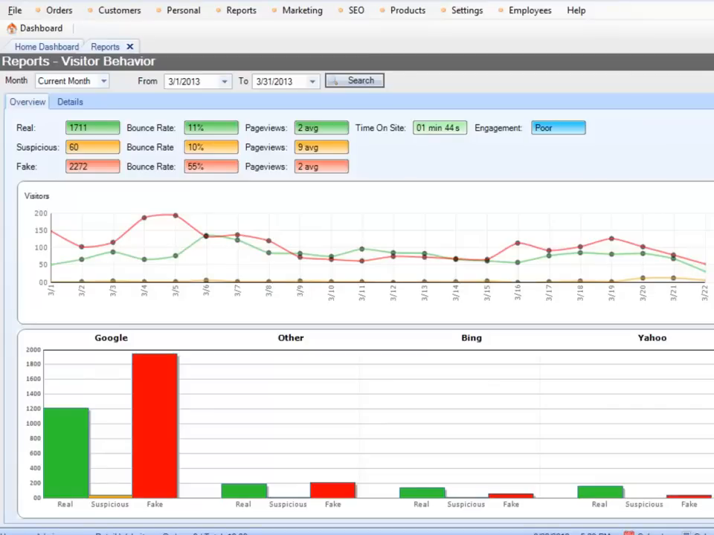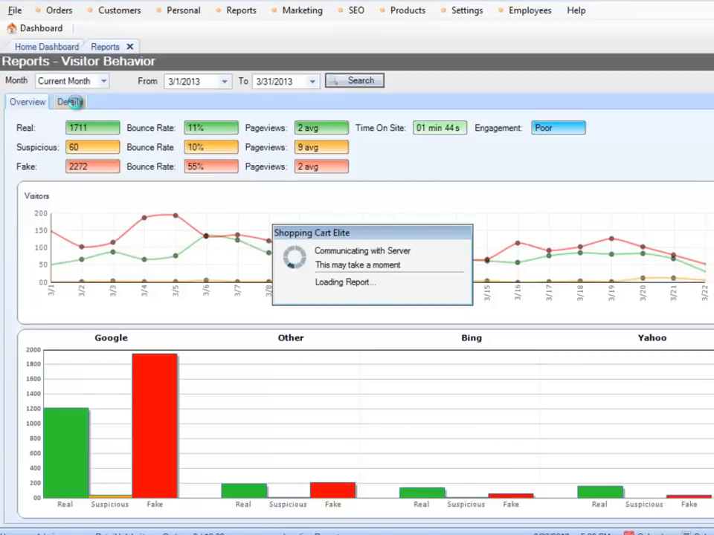Okay, so I'm going to analyze this particular website to see why the engagement is poor and why the conversions are not very good. First, I wanted to mention that you have a bounce rate of 11%, which is not a bad thing. A good bounce rate is like 5%, but 11% is not bad on real traffic. So let's look at some of the details.